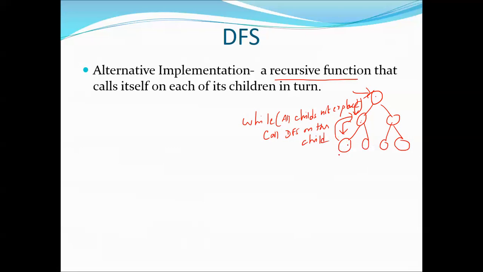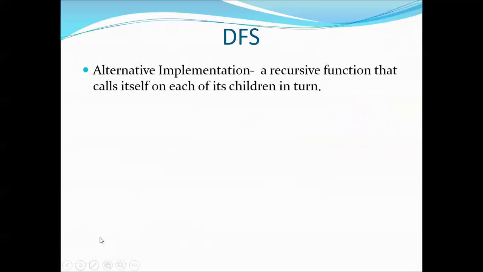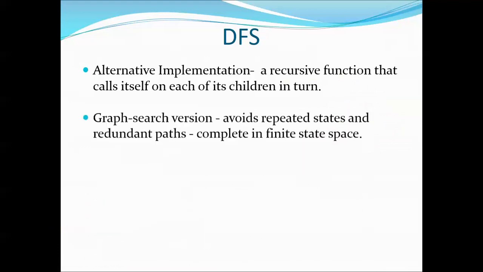This child again checks whether this is the goal state. No. Now it does not have any children, so it returns. After returning, this while loop will check whether it has more children or not. Yes, it has some more children, so again it will call on this. In that way it continues. The point is the DFS algorithm can also be implemented without using a frontier, with the help of a recursive function call that calls itself on each of its children in turn.